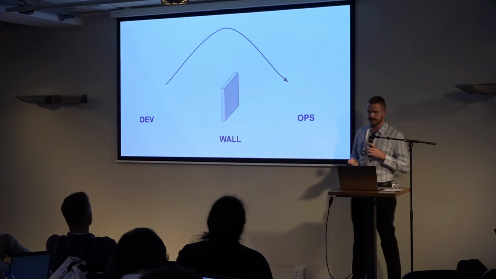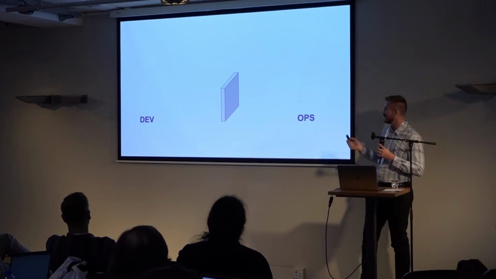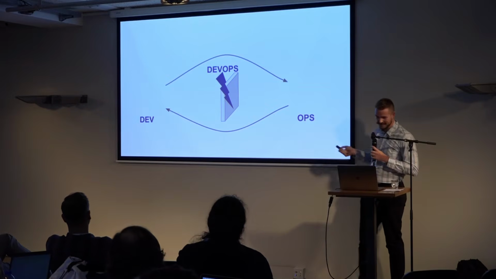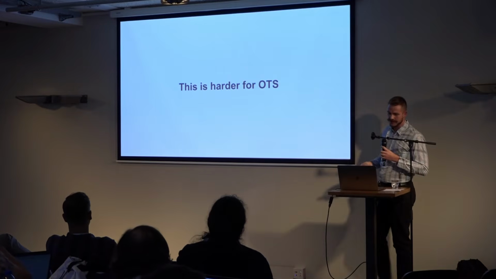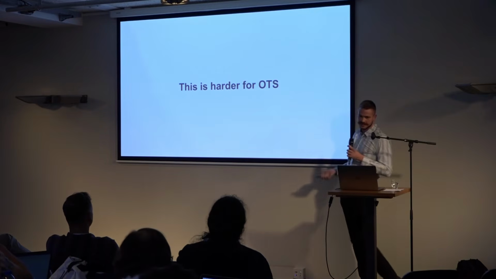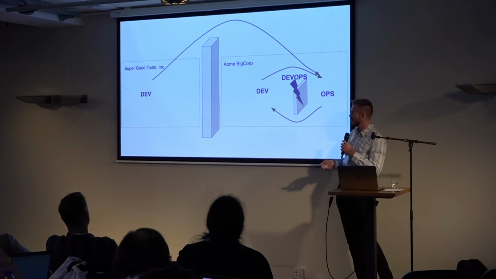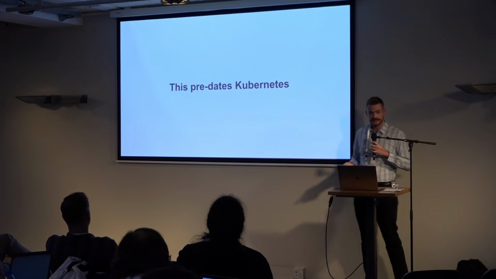If you remember this picture from a long time ago, the DevOps wall, we knocked it down, we sprinkled some DevOps on it, and now we're all working together. But this is a lot harder for off-the-shelf, third-party stuff. Even though you may be doing this over here, there's still a wall over here when you want to use somebody else's code. And this problem predates Kubernetes.